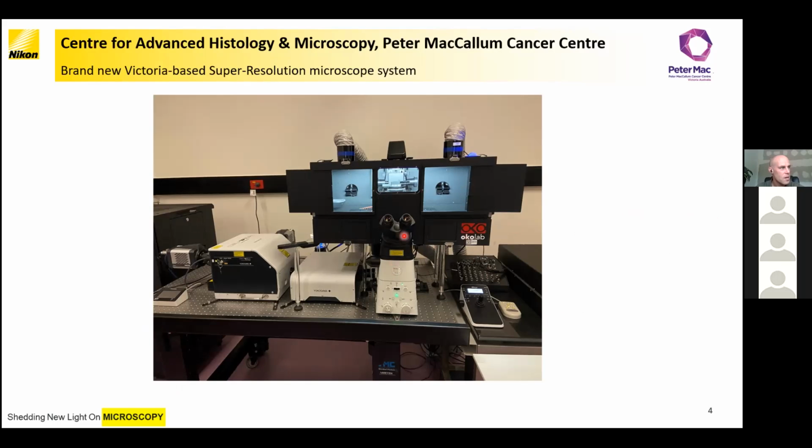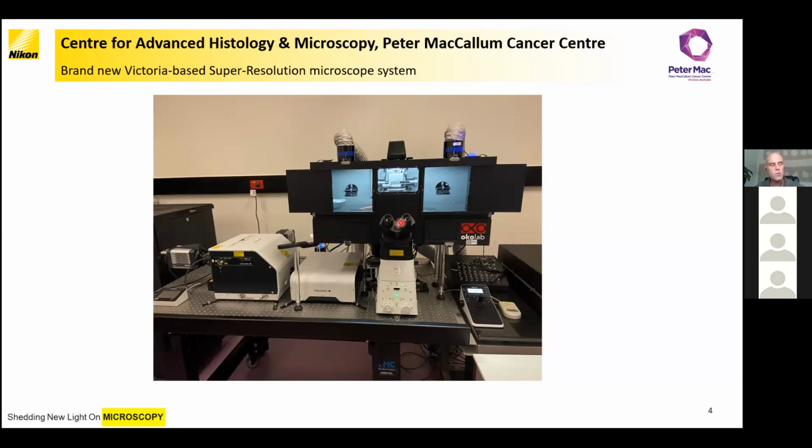So you will probably recognize in the middle part here an inverted microscope. This is a Nikon inverted microscope. Attached to the side of that, we have the confocal system over here on the left. And then this is a magnification changer in the middle. I'll go through each of these components in due course to explain why they're there and what they do.